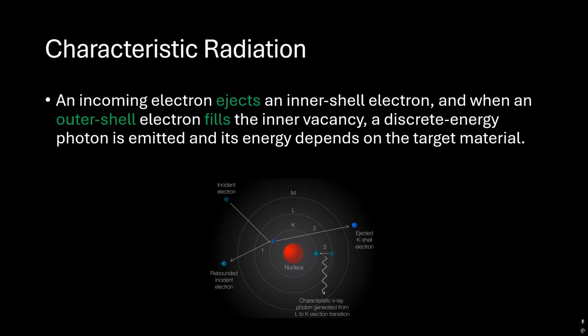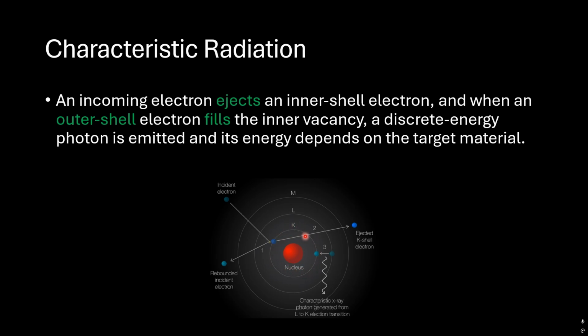Now we have the second type, which is characteristic radiation. An incoming electron ejects an inner shell electron, and when an outer shell electron fills the inner vacancy, a discrete energy photon is emitted, and its energy depends on the target material. So let's take this image as our example. The incident electron comes from the cathode side. It will travel and hit an inner electron in our anode, and this will be ejected away from the atom. Now we have a vacancy in this shell.